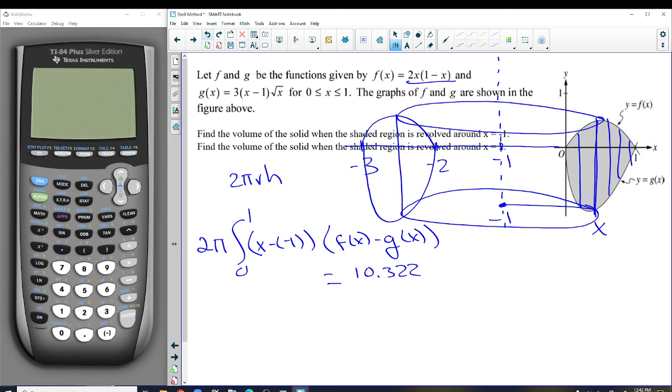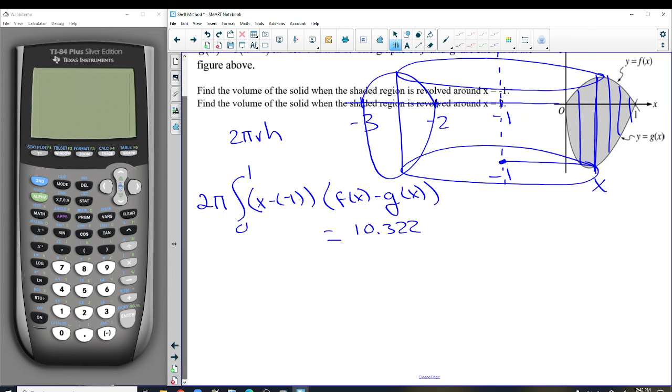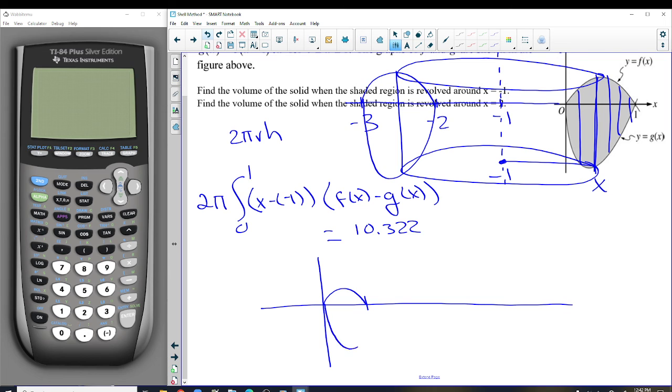10.322. Well, now we have to revolve this around x equals 2. All right, let's do this. 0 to 1. So here's 0 to 1, like this, and something like that. There's 1, here's 2, here's 3, here's 4. So we're rotating it around 2. So like this and like this.